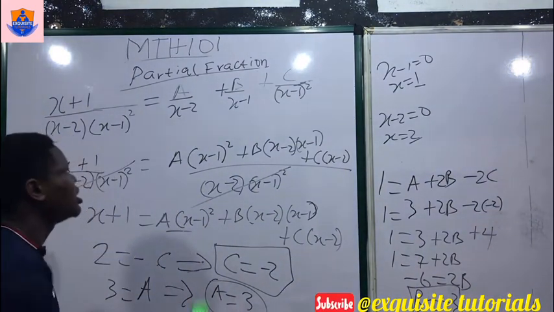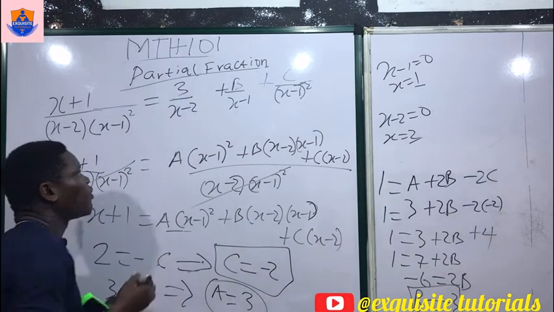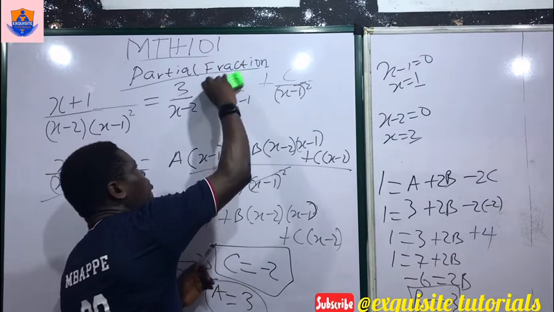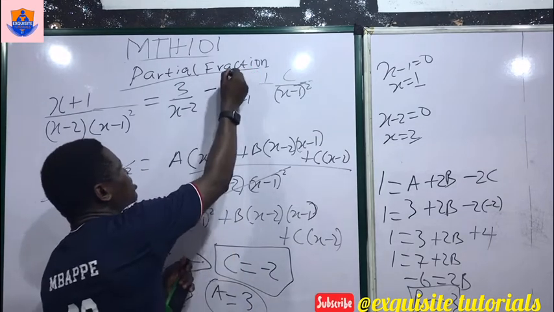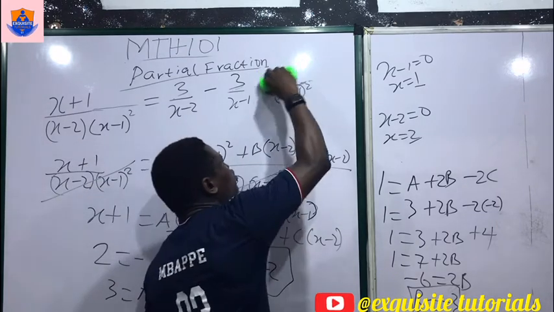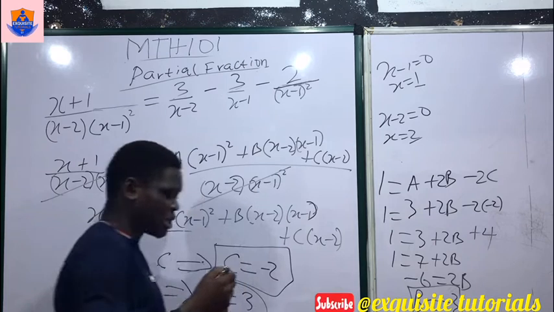I can easily substitute it. Anywhere I see A, I put 3 there. So this is 3 over x minus 2. Then our B is minus 3, so I can change it and put minus 3. Then our C is also minus 2. So I can write this as minus 2. So this is the answer for this.